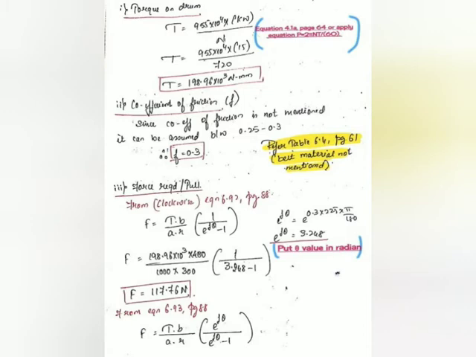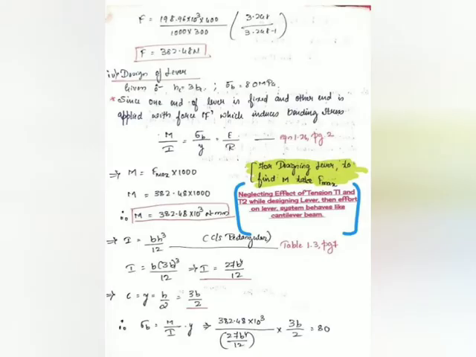Now next, considering counterclockwise rotation, we again write the expression for effort F for counterclockwise rotation, that is equation 6.93, page number 88. Again substituting all the values in the F equation, we got effort F equal to 382.48 Newton. So this F value is considered for counterclockwise rotation of the brake drum.